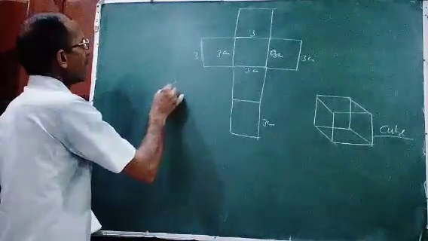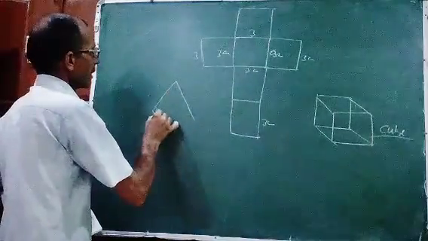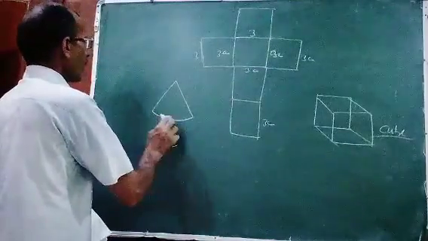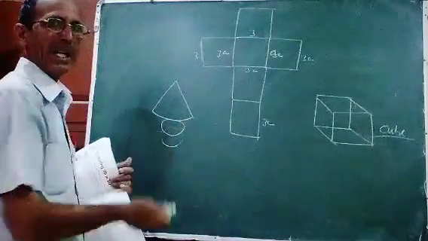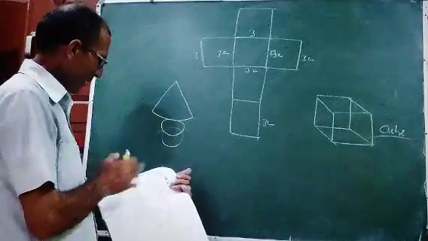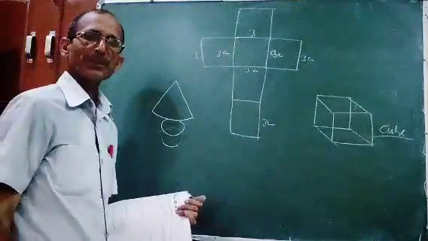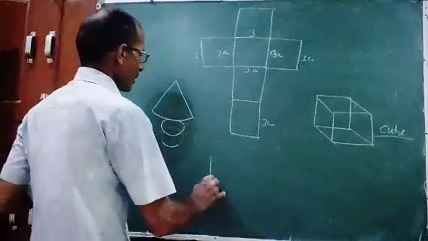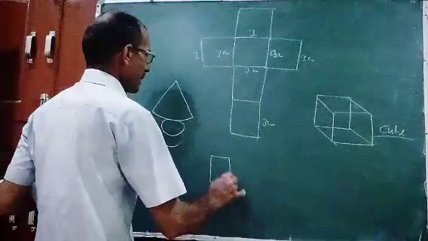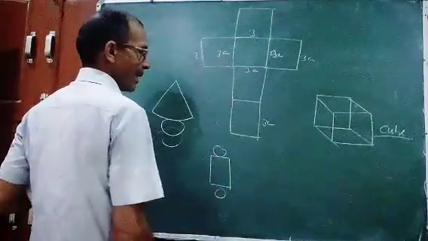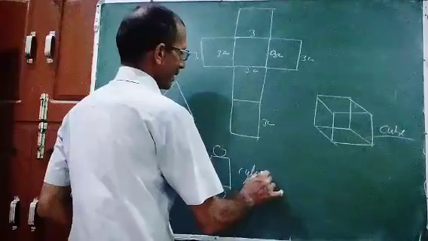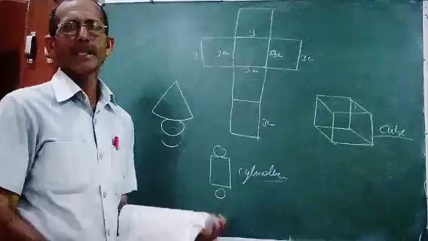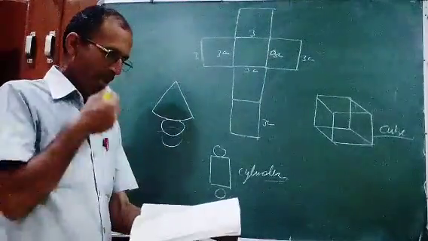Now, if I make it like this, this will be the net of a cone. If I fold it, there will be one cone. Now, this is the net of a cylinder. In the book, by seeing the figures, you will understand easily. There is no doubt, no confusion. Very simple chapter.